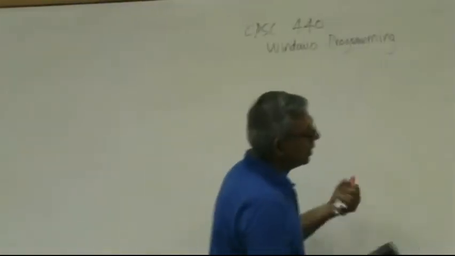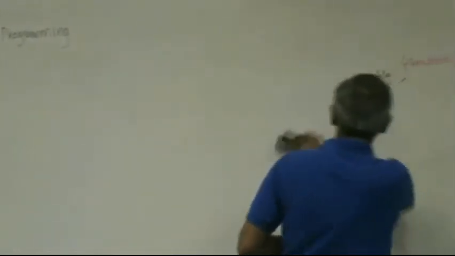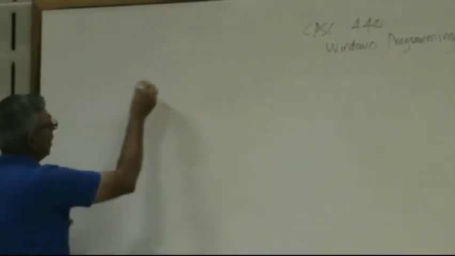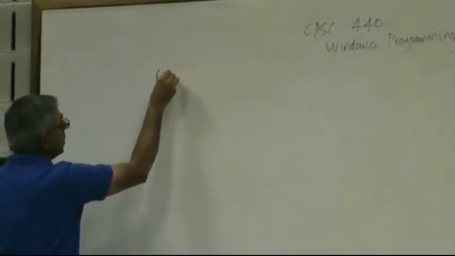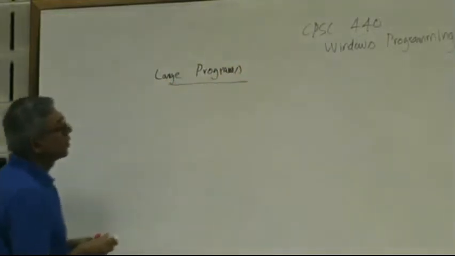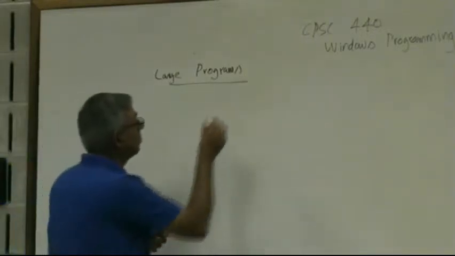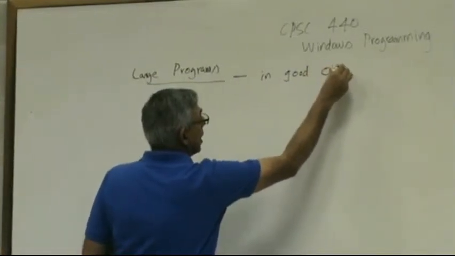So as we start to create larger and larger programs, our goal will be to start out with small, simple programs, but as we go along, we want to write large programs. Of course, if we write a large program in a poor style, it will be very difficult to upgrade or maintain, right? So large programs are written in good object-oriented style.